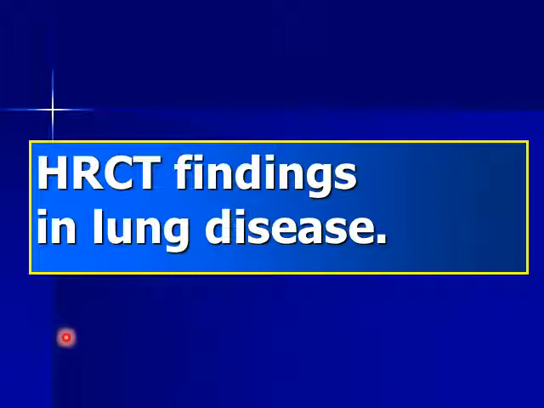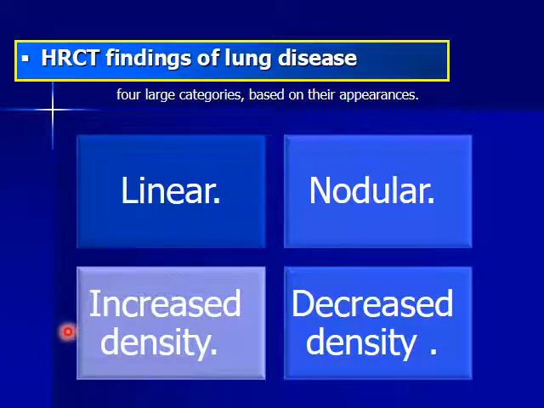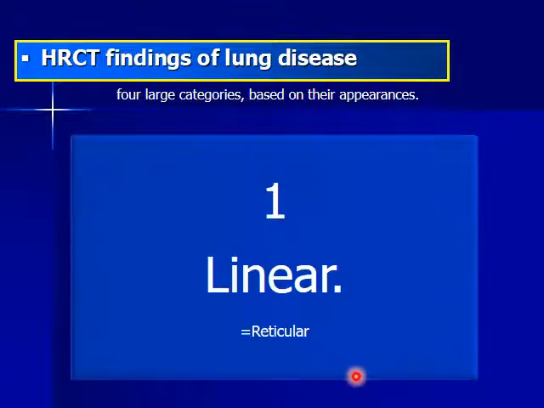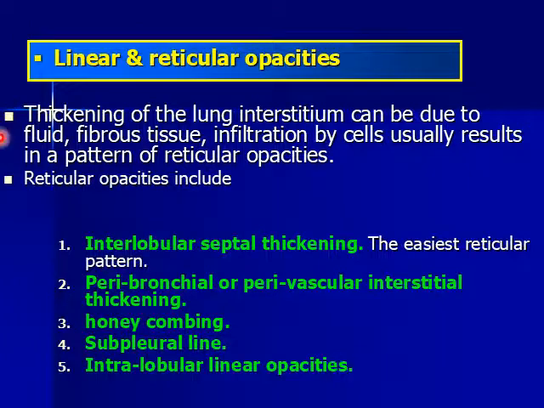We will start again the second part of this lecture, which contains the findings in lung disease. The high resolution findings of lung disease could be categorized or classified into four major groups: linear, nodular, increased density, and decreased. Let us start with the first one, linear pattern.